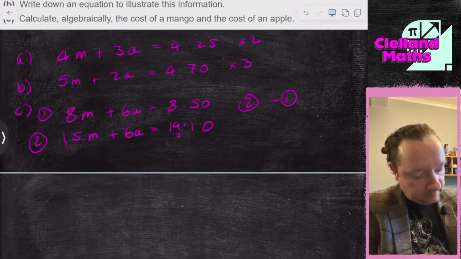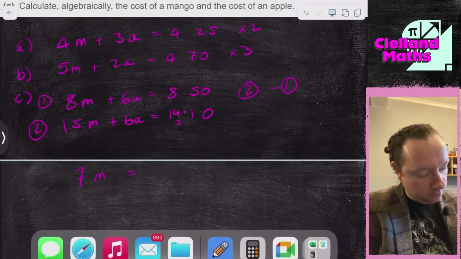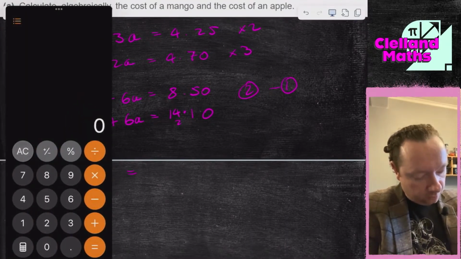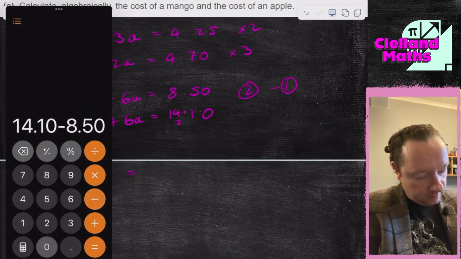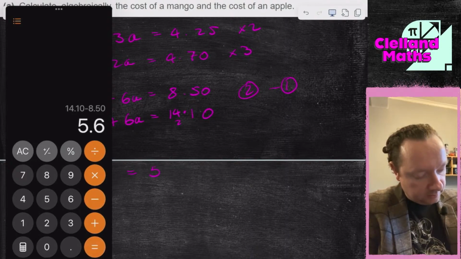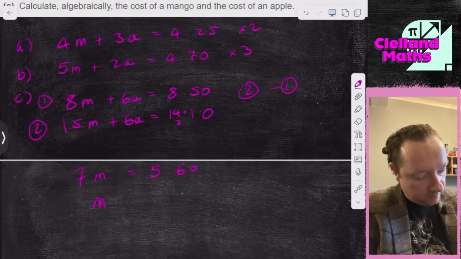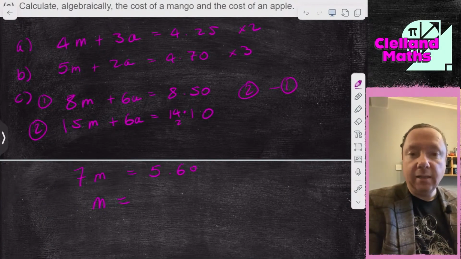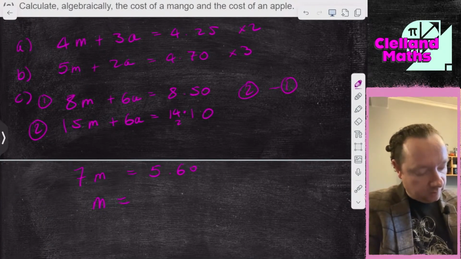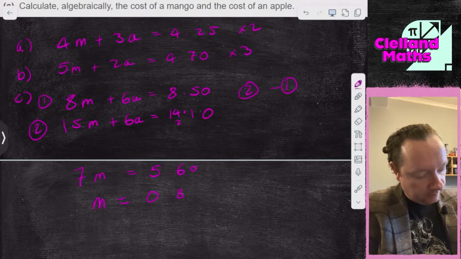15 take away 8 is 7m. And again, I can't be bothered really thinking about it, so I'll get my calculator and do £14.10 minus £8.50 to get 5.6 or £5.60. So that means that m equals, well, I need to divide by 7. Well, I know 7 eights is 56, so that's 0.80.